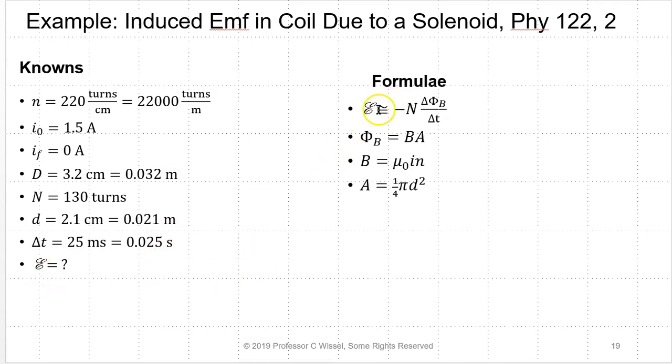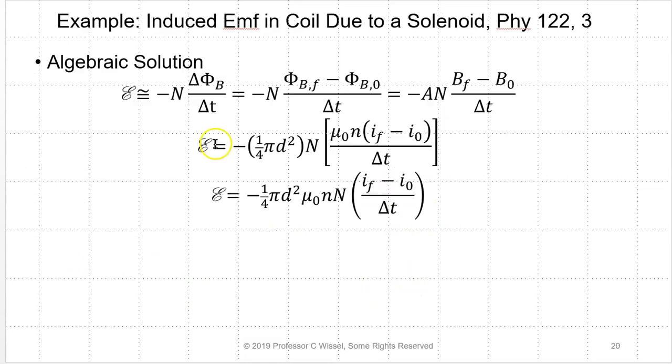The formula for this is EMF is approximately equal to minus N delta phi B over delta t. We know that phi B equals BA from the definition of flux. B equals mu naught nI for a solenoid, and A is 1/4 pi d squared from the formula for area. So we have an algebraic solution. The EMF is approximately minus N delta phi B over delta t, and we plug in and end up with minus N times phi B final minus phi B naught divided by the time elapsed. And phi is just A times B, so it's minus AN times B final minus B naught divided by the time elapsed. The area is just 1/4 pi d squared, and B is mu naught n times I.